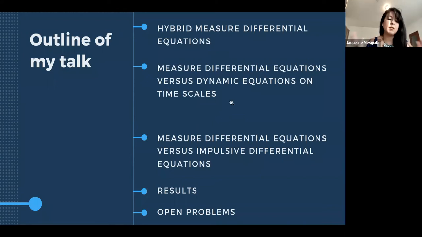Here, these connections between measure differential equations and other types of equations give some motivation to investigate measure differential equations. So I will talk about how we can encompass many different types of equations inside of this big set. And then we will see that all the results that we prove for this class of equations, we can translate to other types of equations.